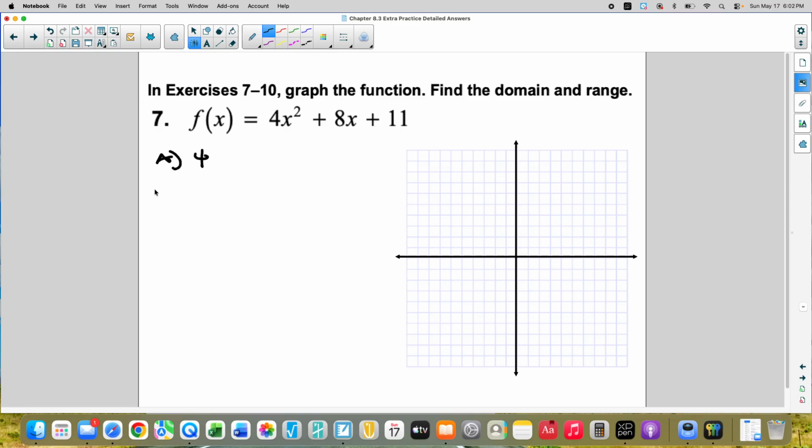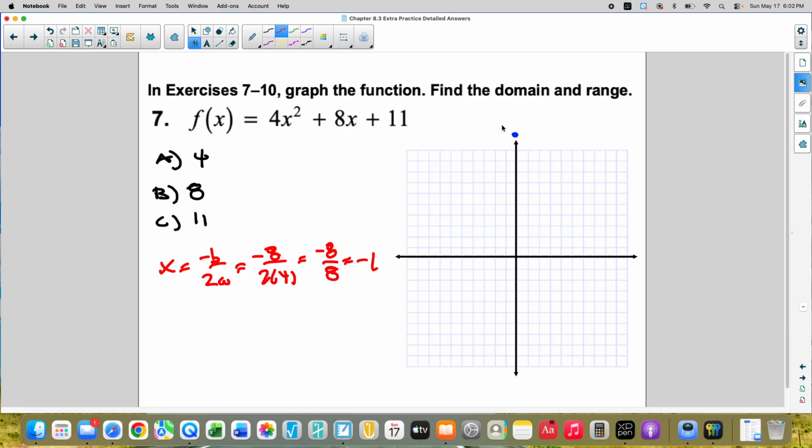A equals 4. B equals 8. C equals 11. Here's my 11. X equals the opposite of B over 2A. Opposite of 8 over 2 times 4, which equals negative 8 over 8, which equals negative 1. That reflected point is right there.